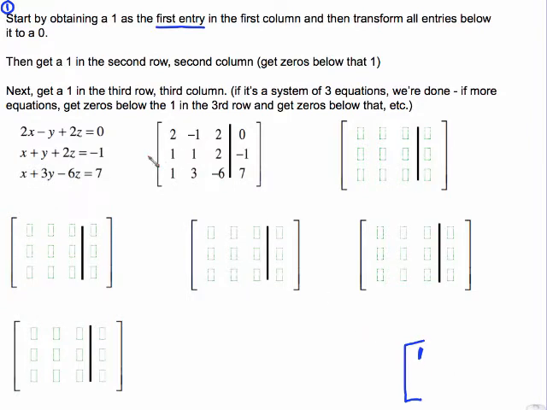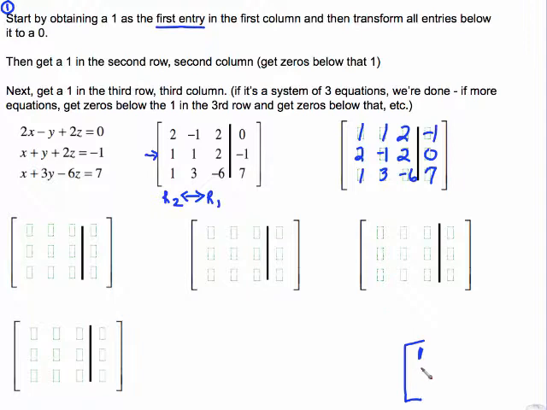Do you see that you have a 1 right here? So I could take row 2 and interchange it with row 1. I could also do row 3 interchange with row 1. It doesn't matter. I just chose row 2. So this is now 1, 1, 2, negative 1. And then this becomes 2, negative 1, 2, 0. Row 3 remains unchanged. So that was pretty simple to get our 1 in that position.